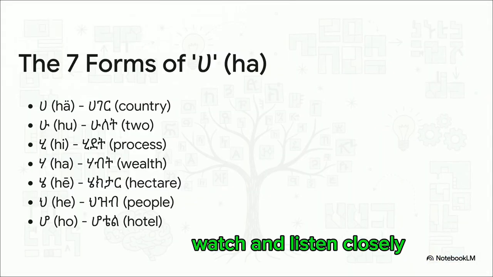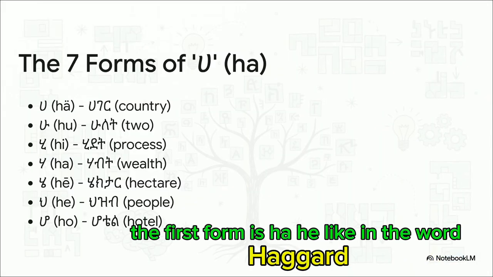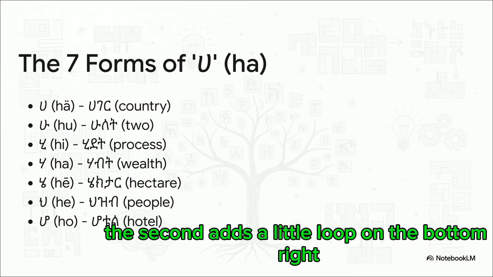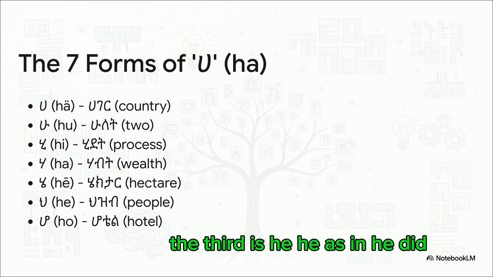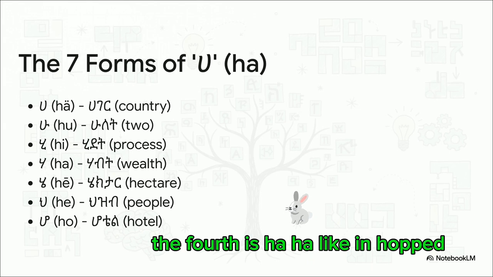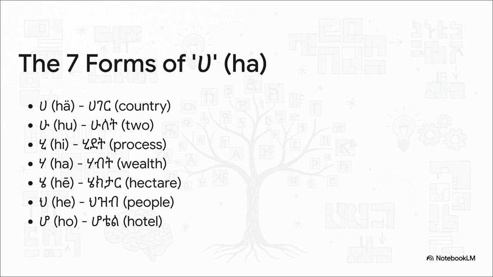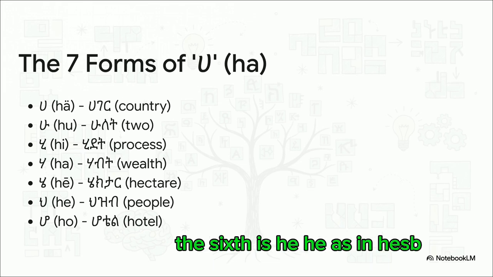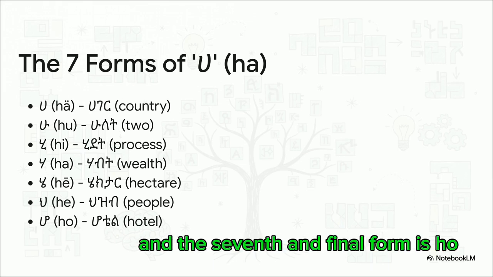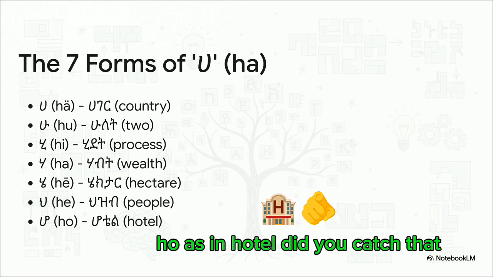Okay, watch and listen closely. The first form is ha, like in the word hager. The second adds a little loop on the bottom right, and it becomes hu, as in hulet. The third is hi, as in hidet. The fourth is ha, like in hopped. Fifth is he, as in hectare. The sixth is he, as in hesb. And the seventh and final form is ho, as in hotel.